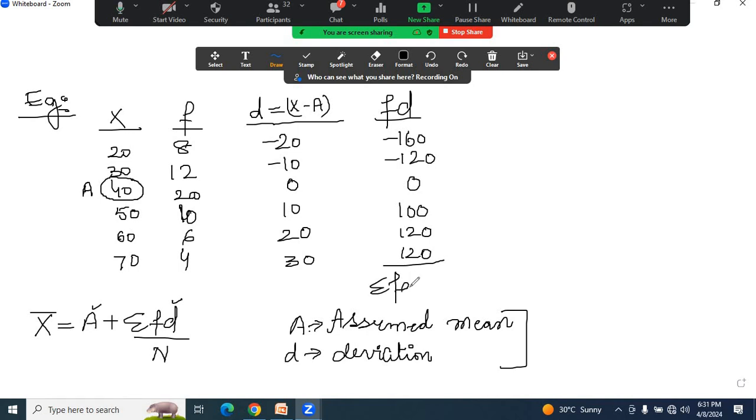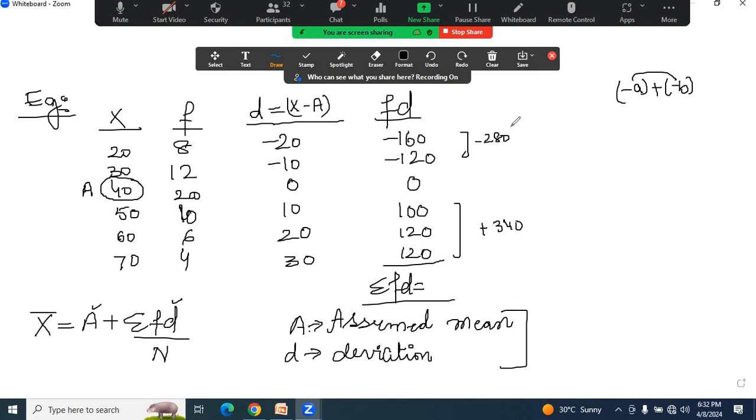So summation FD, how much will it be? Can you answer, or should I help? These are negative numbers, so negative plus negative. When I add two negative numbers, the answer is negative, but we do addition. You must have learned integers in grades 6 and 7. So this will be minus 280, and this will be positive 340.